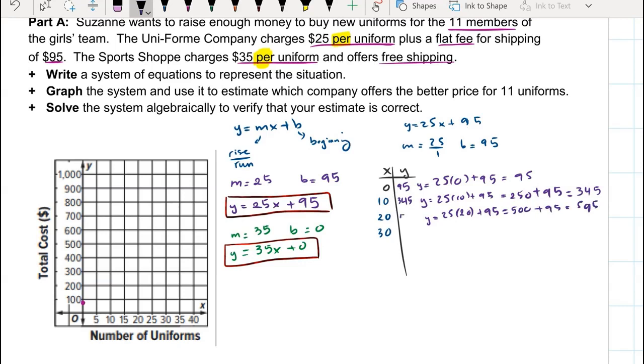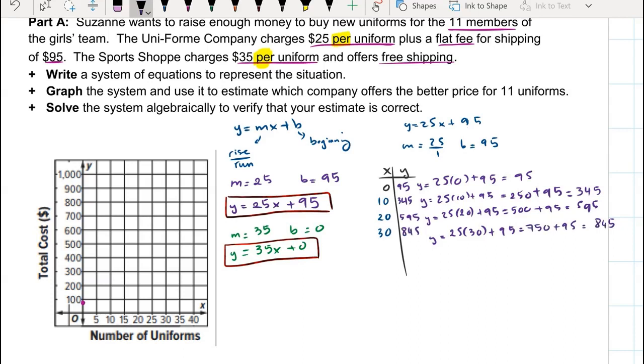595. And last one, 30 uniforms: 25 times 30 plus 95. 3 times 5 is 15, remember 1. 3 times 2 is 6 plus 1 is 7. And add a 0, so 750 plus 95. That will get me 845.